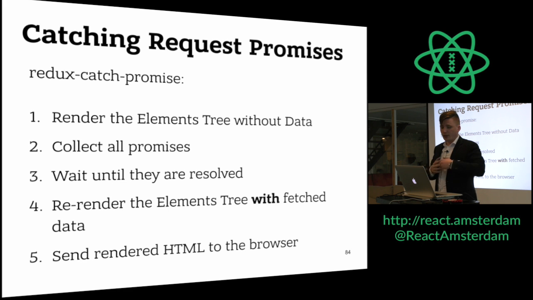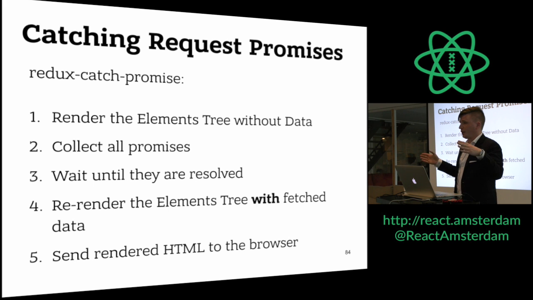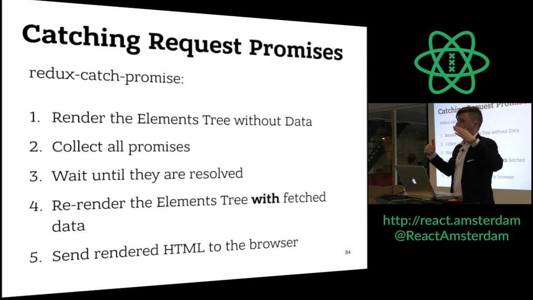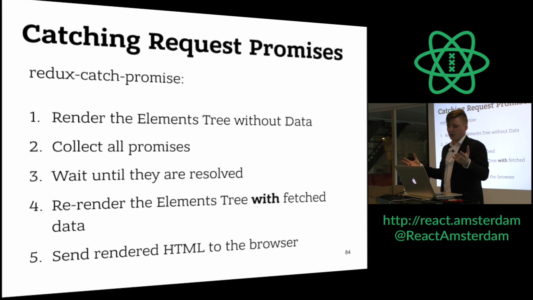For this, we can implement the following: we render our component tree without any data. In the constructors of our React components, we call a callback with promises to fetch data, and we later wait until these promises are resolved, and we re-render the whole elements tree with the fetched data, and it works very well. For example, you can load from any level of components.